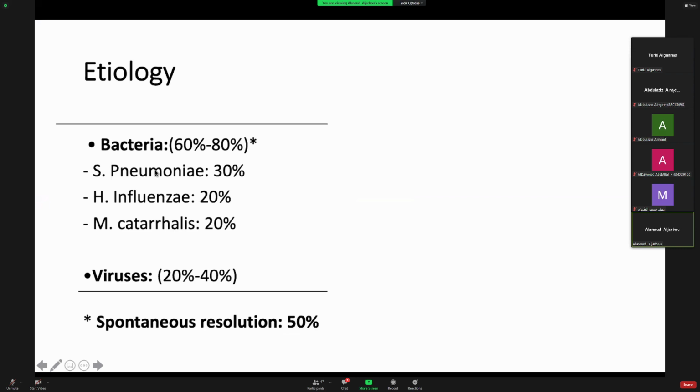Strep pneumoniae, although we have the pneumococcal conjugate vaccine, the recent one, PCV, is still a common cause because of serotypes that are not covered by the vaccine. For Haemophilus influenzae, initially typable strains were the cause, but after vaccination, non-typable is the commonest cause. Moraxella catarrhalis has no vaccine, and it usually presents with lighter symptoms.